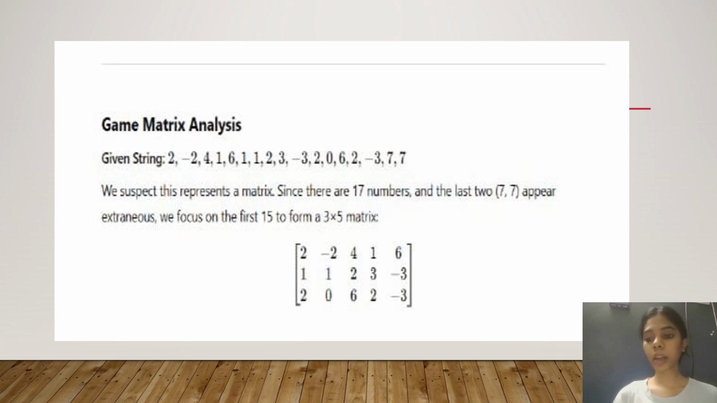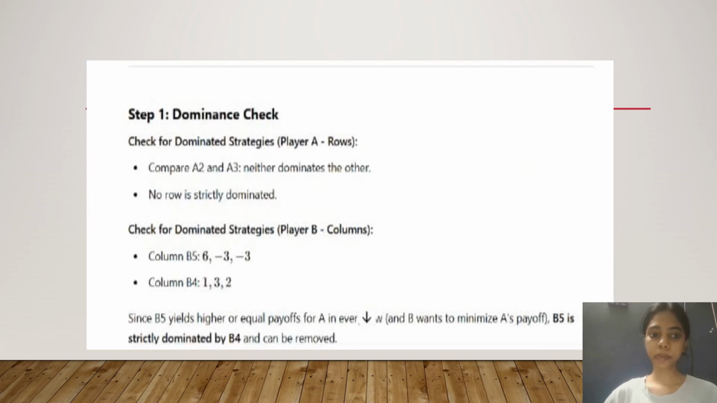Now let us take an example of this. The given string is 2, -2, 4, 1, 6, 1, 2, 3, -3, and so on. We suspect this represents a matrix, since there are 13 to 17 numbers and the last few appear extraneous. We form a 3 by 7 matrix from the given numbers.